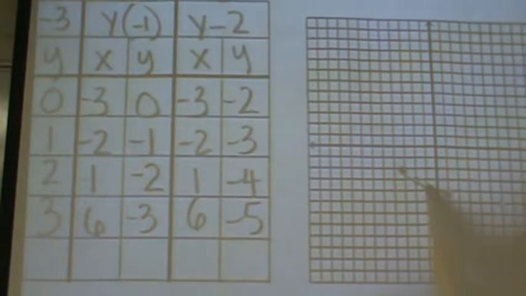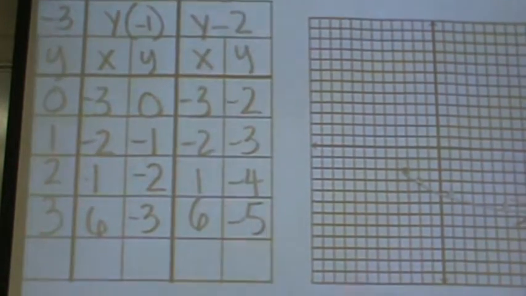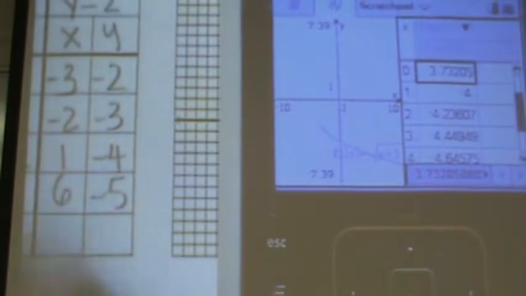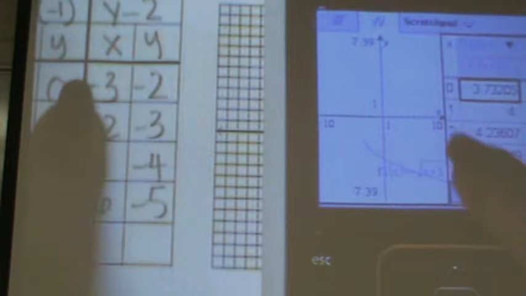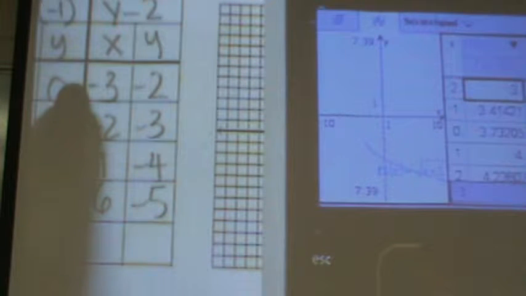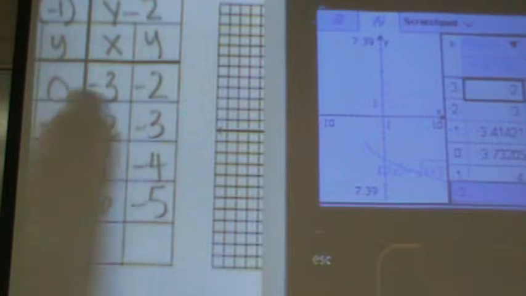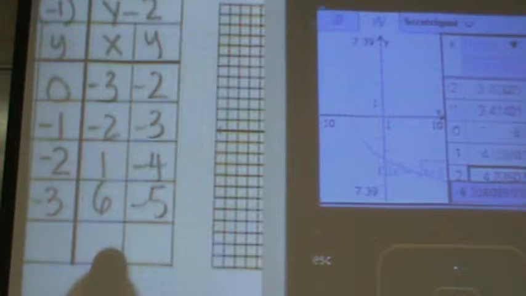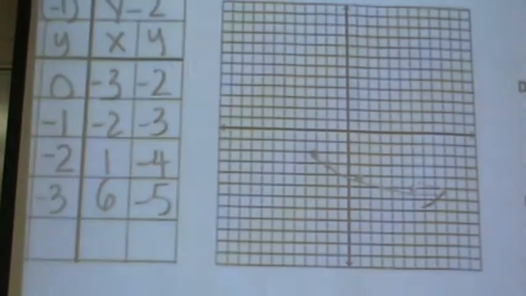And here's the graph of it. And Jack's got it for us here. Looks good. Looks like what we have. Control T. And are other points right? Okay, let's see. Now, his calculator started at 0, but I need to look up. -3, -2, that's good. -2, -3, 1, 4, and 6, 5. We're on a roll here. Next.